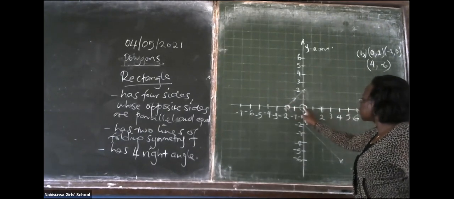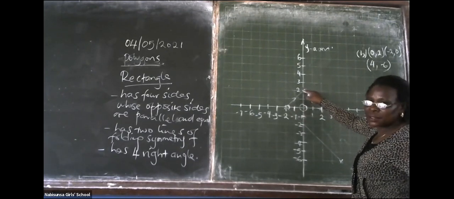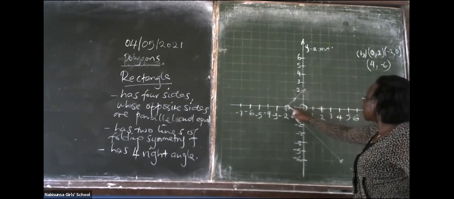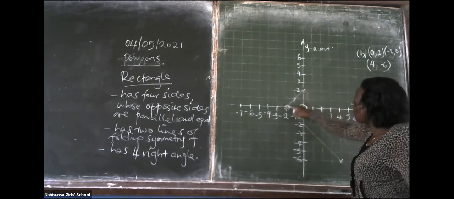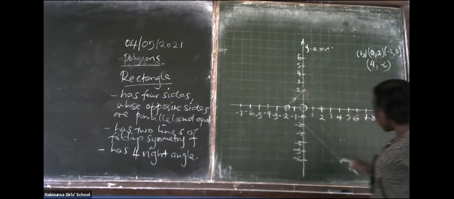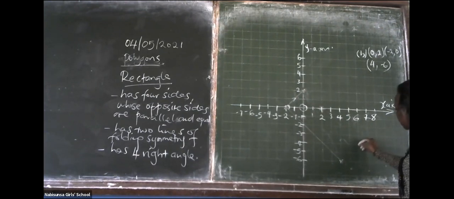How do we move here? We are moving 2 steps across, and how many steps upwards? 2. We are moving 2 steps across, 1, 2, then 1, 2. The way we have moved from this point to the last point is the same way we are going to move from this point to the last point. So we are going to move 2 steps across and 2 steps upwards. Then we locate the position of the last point.